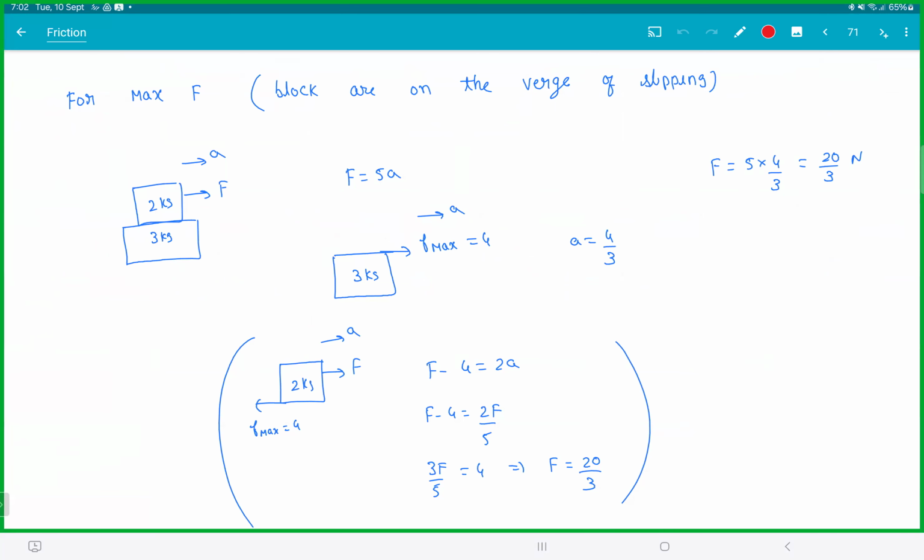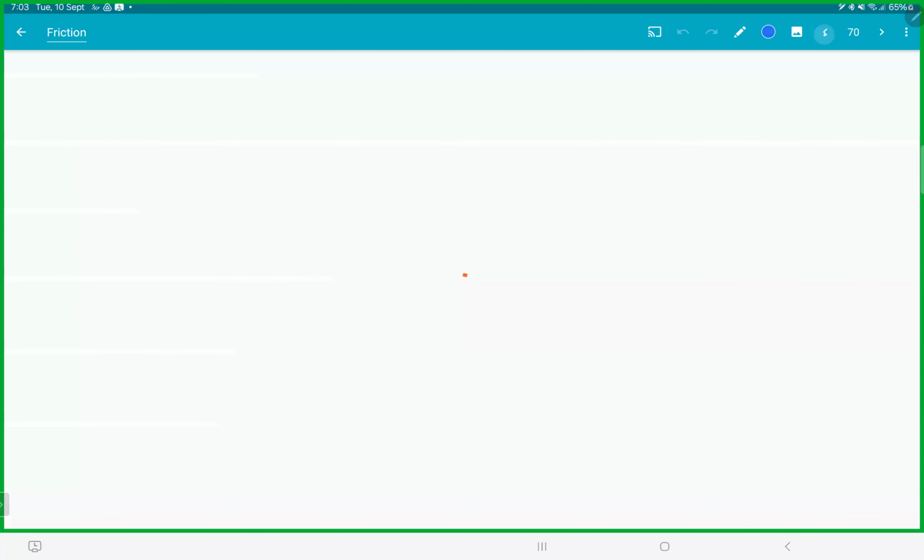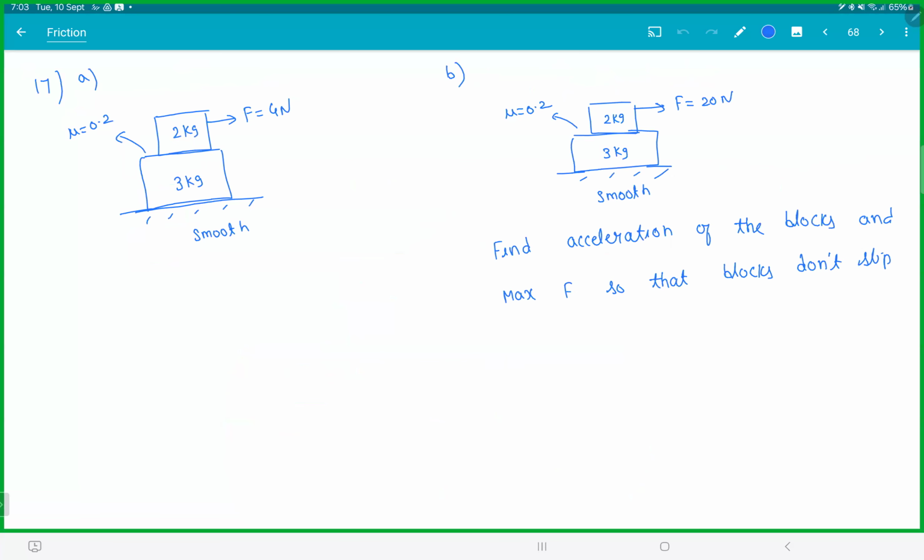So last thing we are doing is 2 block problems. Great. So let's start off with one. Let's see how much you remember this.